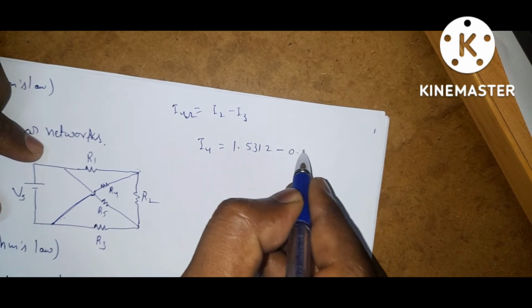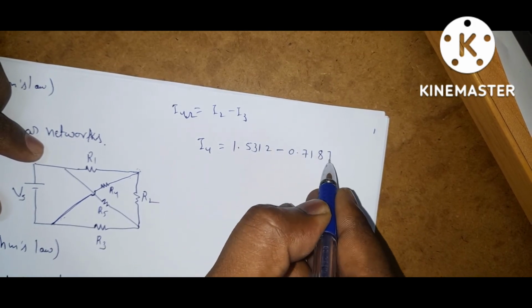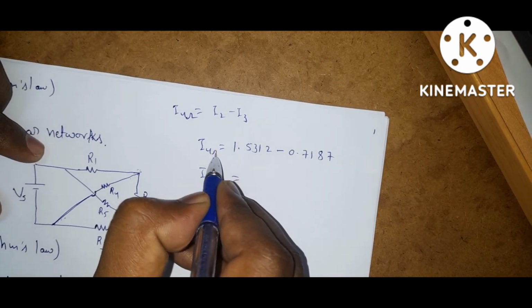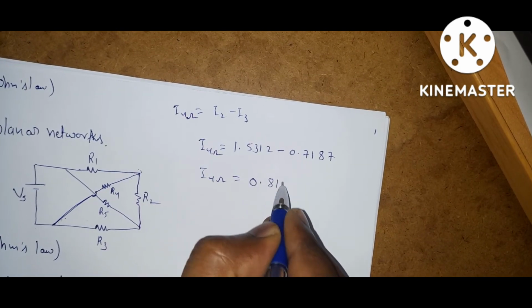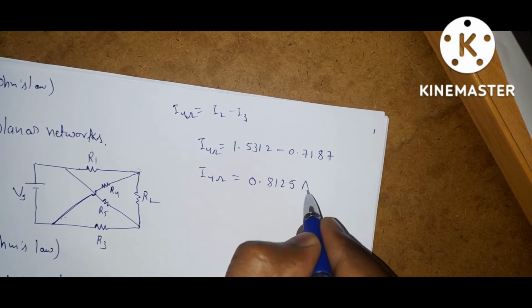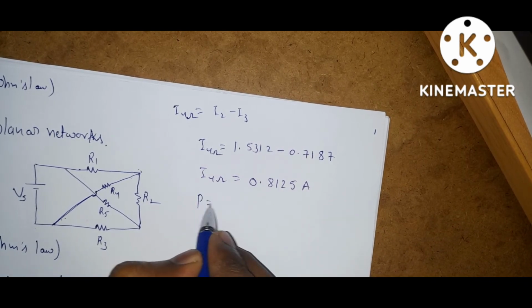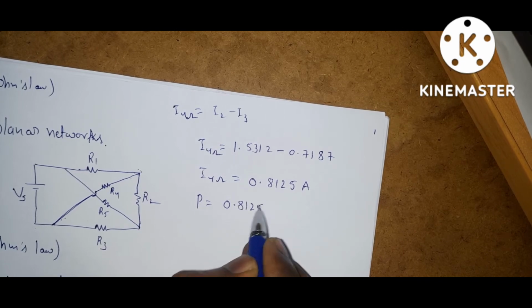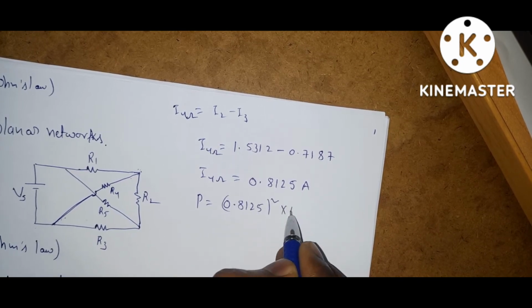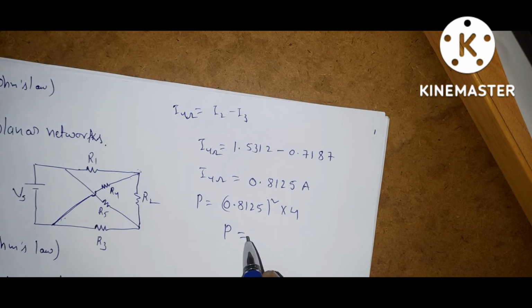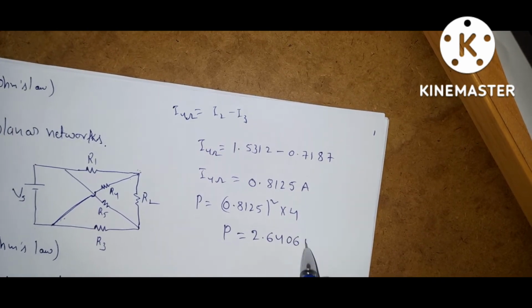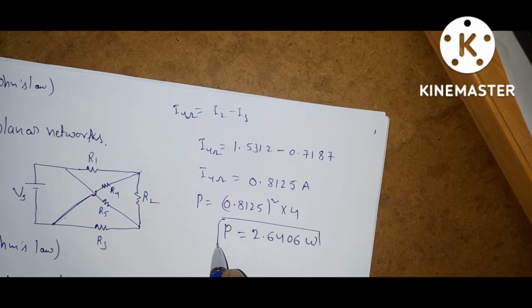1.5312 minus 0.7187. If you solve this, you will get I4 ohm is equal to 0.8125 amperes. Now what is the power? P is equal to I square R. So current is 0.8125 whole square into 4. So P is equal to 2.6406 watts.